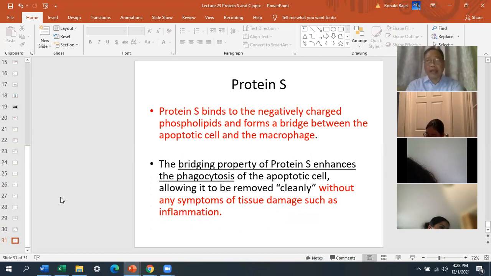So the protein S really helps with a dying cell cosmetically, okay, because the bridge that takes place between the phospholipids of a dying cell and the macrophages, it's facilitated cleanly by the protein S. So that's what protein S does. And that's the protein S and protein C lecture. Are there any questions?